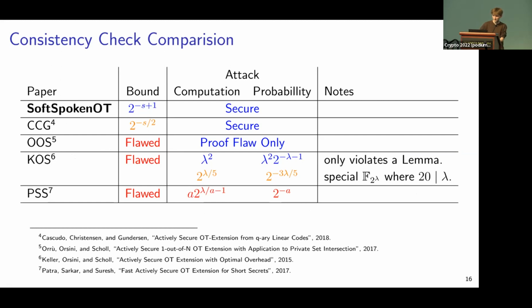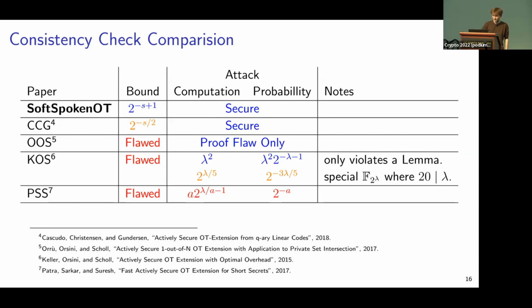Unfortunately, we found some flaws in the previous work. For OOS, the flaw was just in a proof, and the special case of Soft Spoken OT's proof applies to OOS, so it's still secure. We found a couple of attacks on KOS. One only violates an internal lemma and is completely impractical. Another is also completely impractical, but not quite as impractical, and actually attacks the protocol itself. But it only works for a weird special case where the security parameter is a multiple of 20. But finally, there's PSS. That result was more flawed.